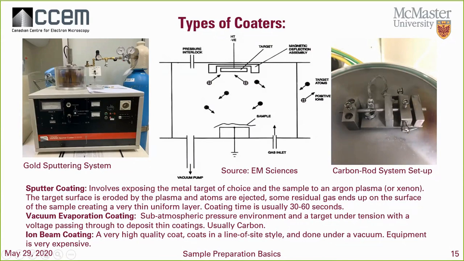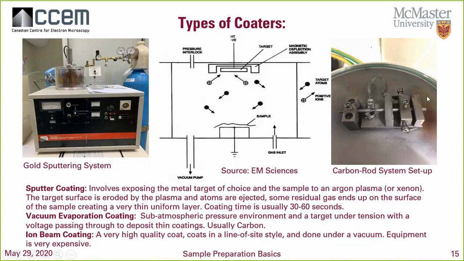So sputtering coating involves exposing the metal target of choice and the sample to an argon plasma or xenon. The target then is eroded by the plasma and the atoms are ejected, right? And some residual gas ends up on the surface of the sample, creating a very thin uniform layer, okay? Usually the coating time takes about 20 to 30 seconds, right? Depending on the application, right?